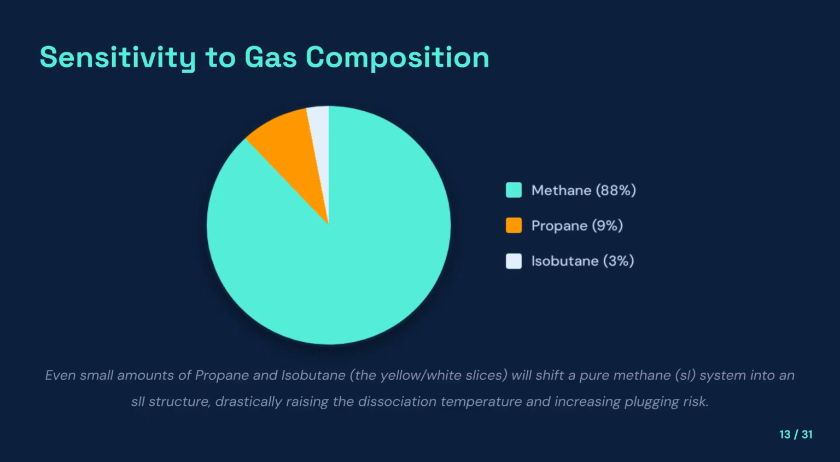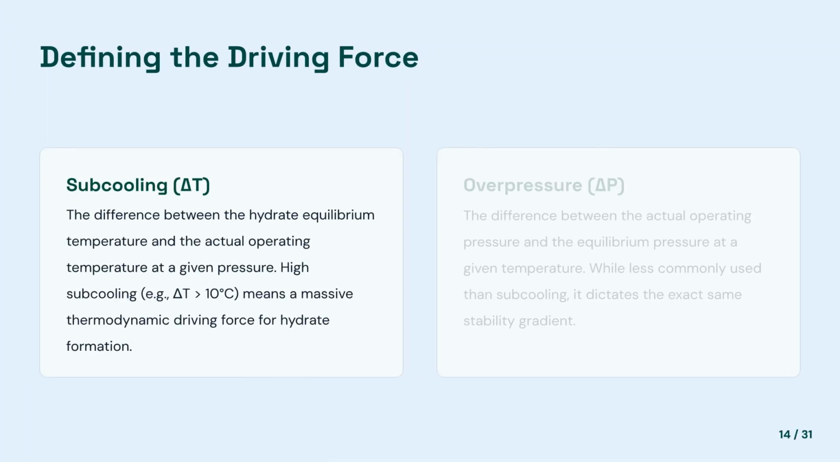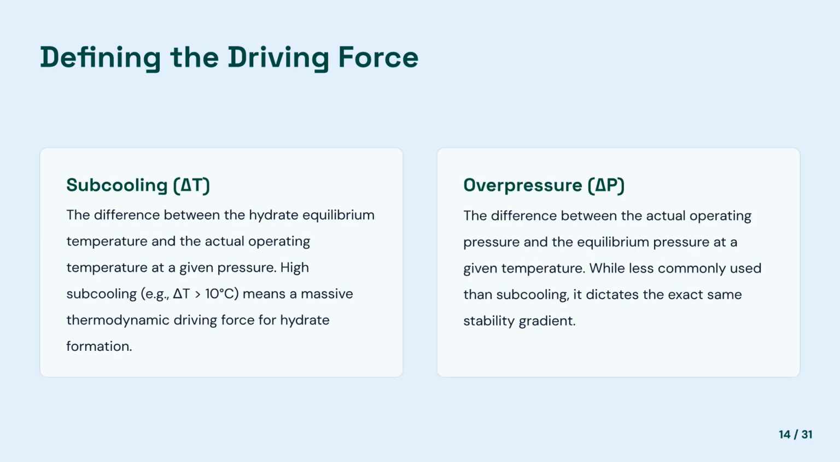Gas composition is highly sensitive. Even minor amounts of propane or isobutane can shift a methane system, raising the dissociation temperature and increasing the risk of blockages. To understand the driving force for formation, we look at subcooling and overpressure. High subcooling, meaning a large difference from the equilibrium temperature, significantly increases the risk.